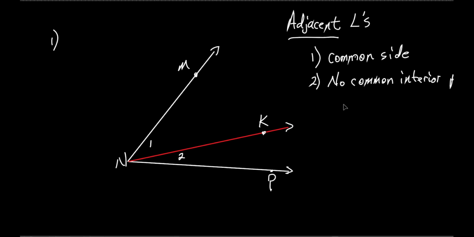That's pretty easy to see. The next one's kind of weird. It says it has no common interior points, which means this. If I put a point in the interior of one of the angles, is there any way that it's going to be in the other one?